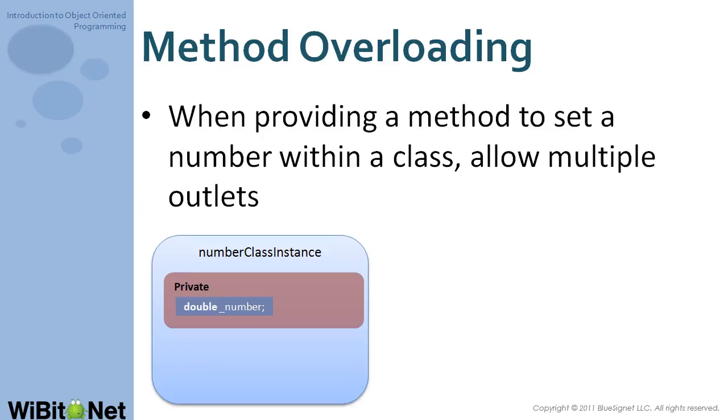So in providing a method to set with a number within a class, this will allow multiple outlets. Take this instance, for instance. We have a number class instance, and we have a private double number. Then we have some public functions.